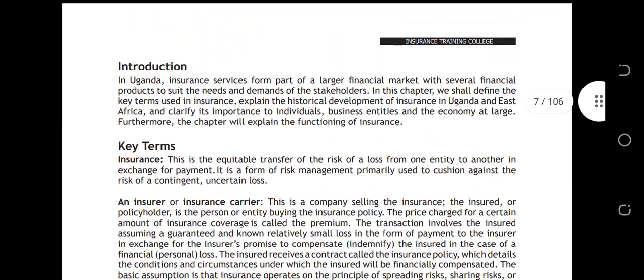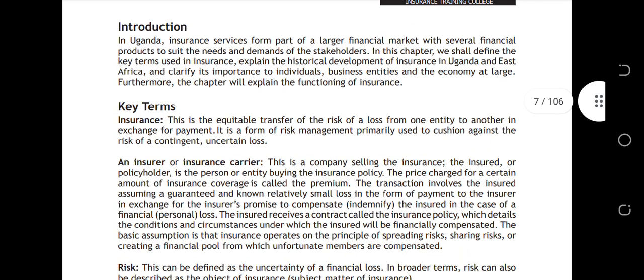In the introduction, we are going to understand that insurance forms part of a larger financial market with several financial products to suit the needs and demands of stakeholders, in which this chapter talks about the key terms, historical developments, the functions of insurance, and then the importance of insurance to individuals, to business entities, and to the economy. If you're there, guys, let's kick off with the first one, that is the key terms.